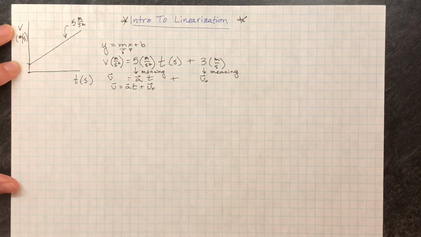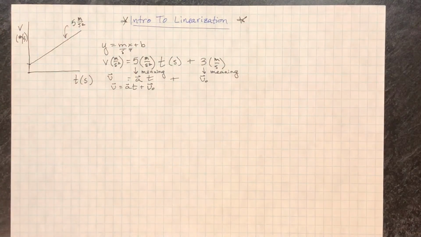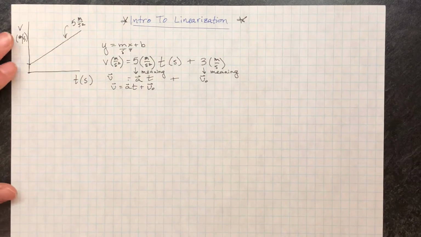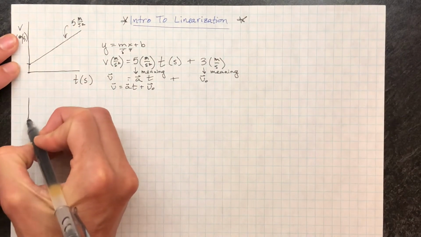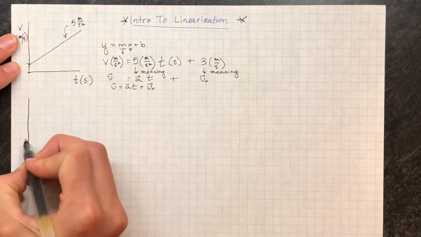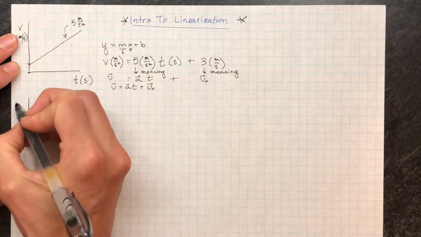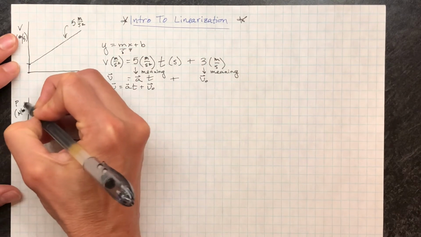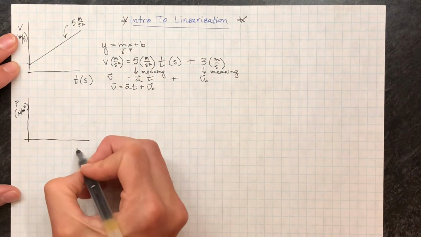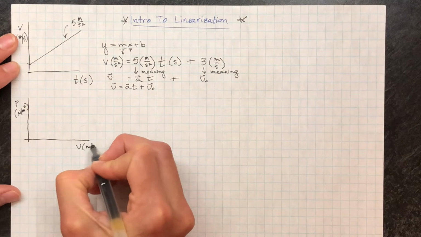All right, so now what if you have a graph and that graph is not linear? How are you going to write the equation for it? We're going to use linearization to do that. So let's say that we are in thermodynamics and we have made a graph of pressure in newtons per meter squared versus volume in meters cubed.